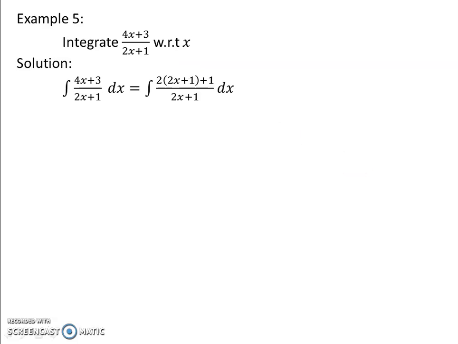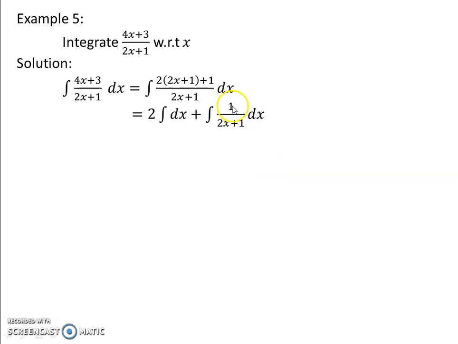So integration of 4x plus 3 upon 2x plus 1 dx is equal to 2 into, I want 2x in place of 4x. So obviously 2 into 2x is 4x. So 2 into 2x plus 1, because 2 into 1 is 2, plus 1, that is 3. So 2 into 2x plus 1 plus 1 divided by 2x plus 1 dx. That is equal to 2 integration of dx plus integration of 1 upon 2x plus 1 dx. So integration of dx is x.